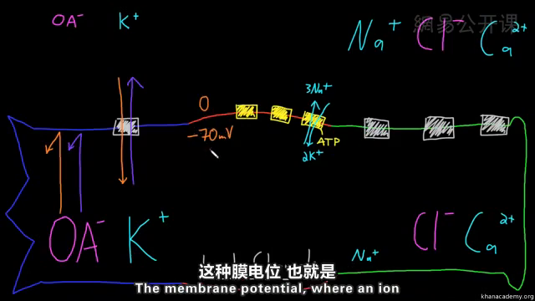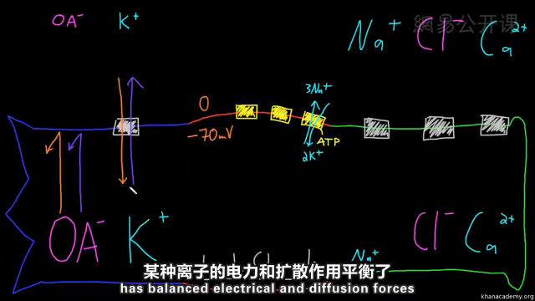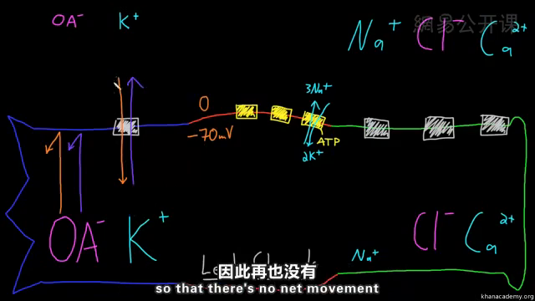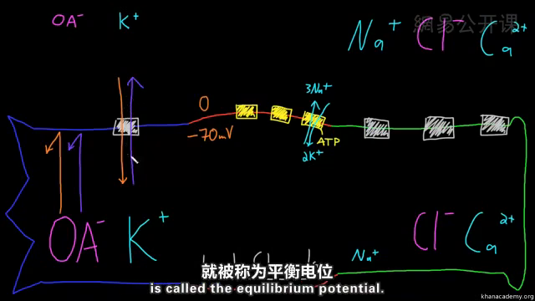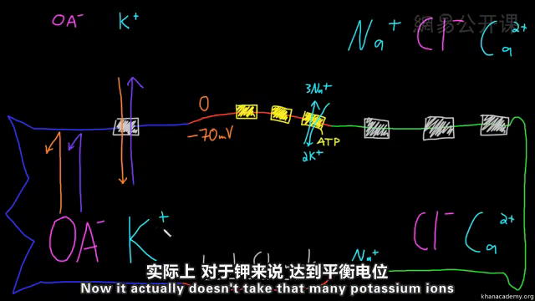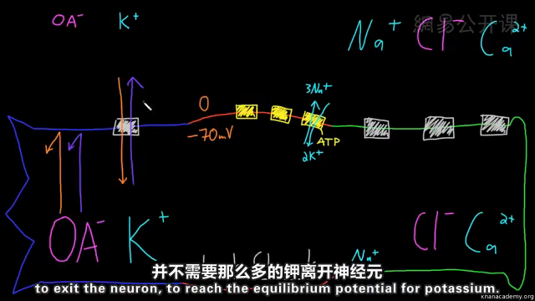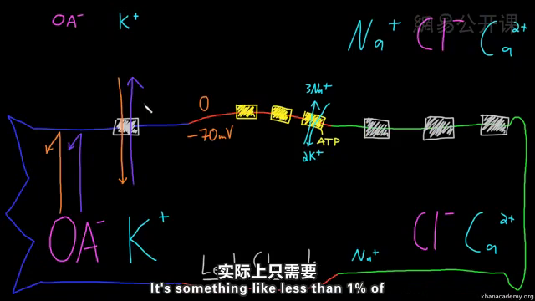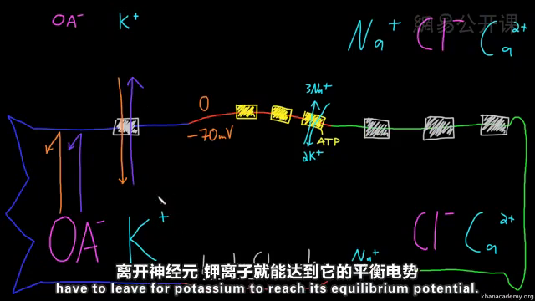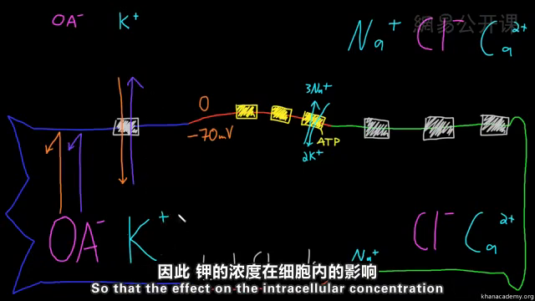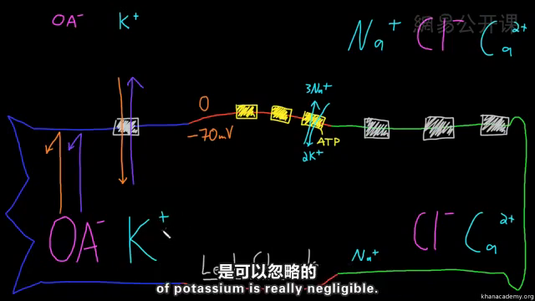The membrane potential, where an ion has balanced electrical and diffusion forces so that there's no net movement of that ion across the membrane anymore, is called the equilibrium potential. It's also called the reversal potential. Now, it actually doesn't take that many potassium ions to exit the neuron to reach the equilibrium potential for potassium. It's something like less than 1% of all the potassium ions in the neuron have to leave for potassium to reach its equilibrium potential, so that the effect on the intracellular concentration of potassium is really negligible.